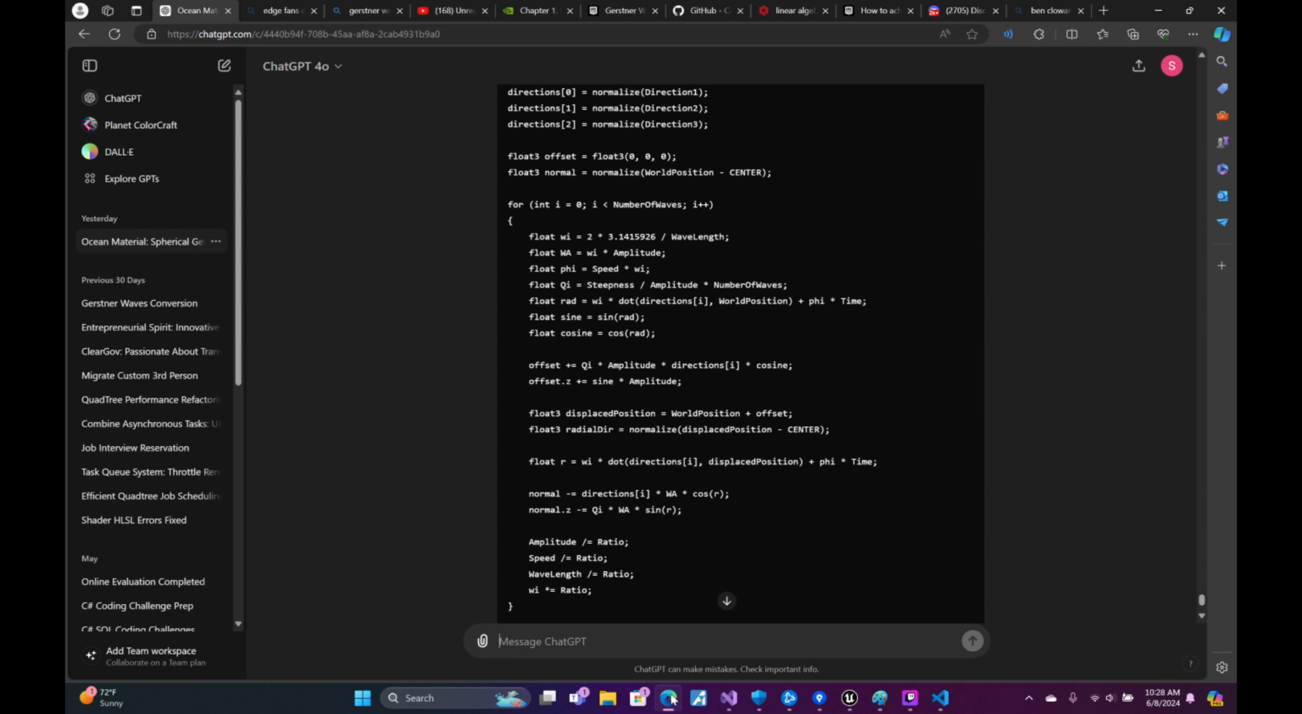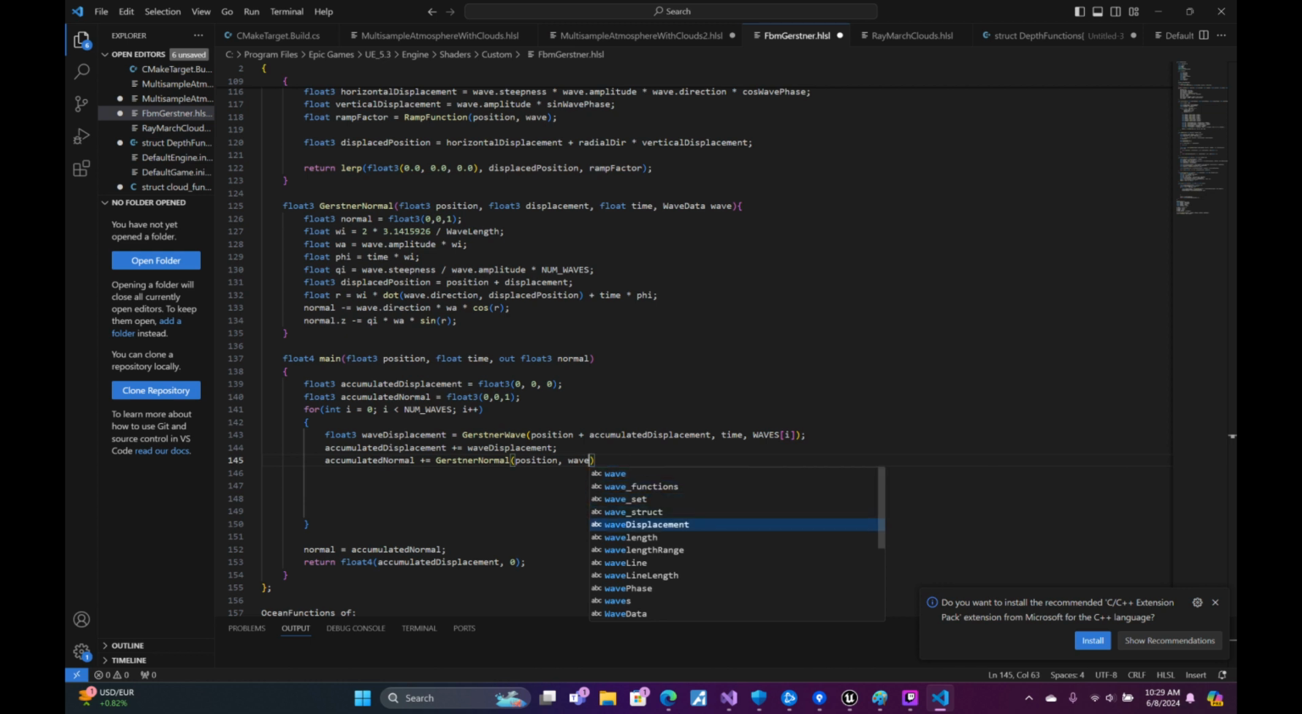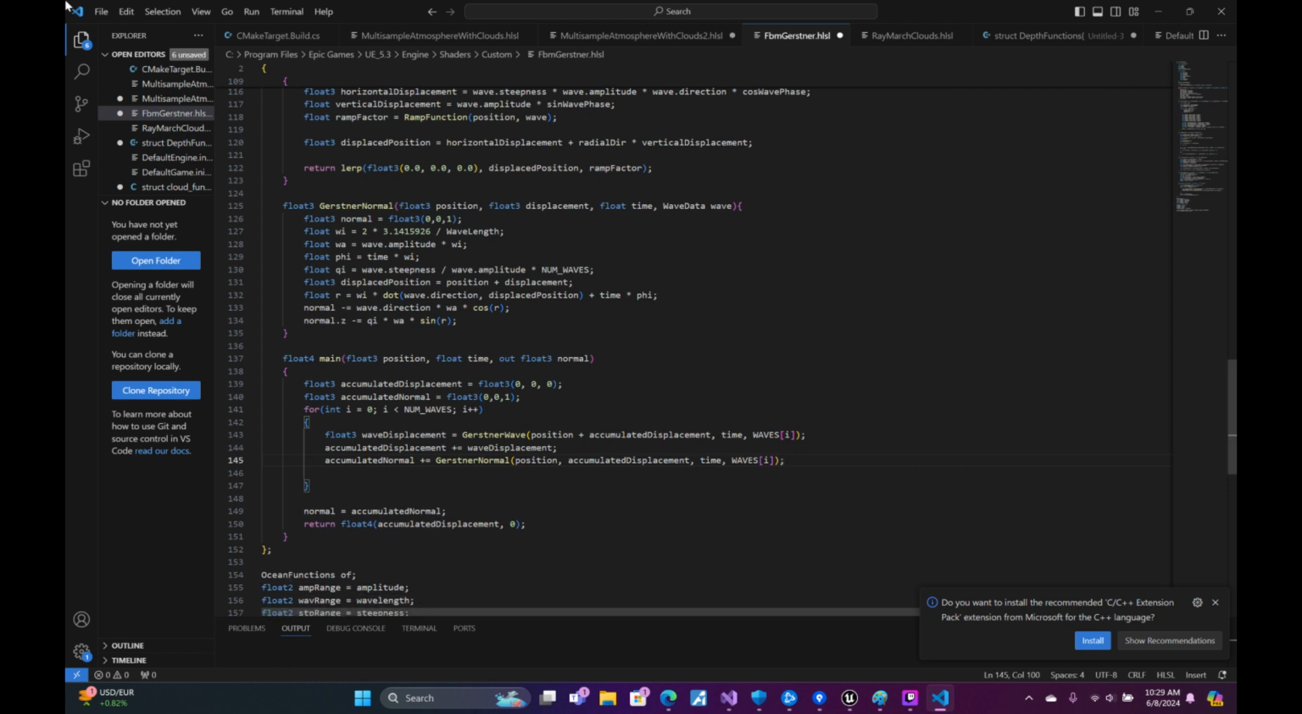QI is equals QI times WA times sine of R. Then we can plus equals Gerstner normal, position, wave displacement, accumulated displacement, time, waves, I. I don't think this is going to work, but let's give it a shot.